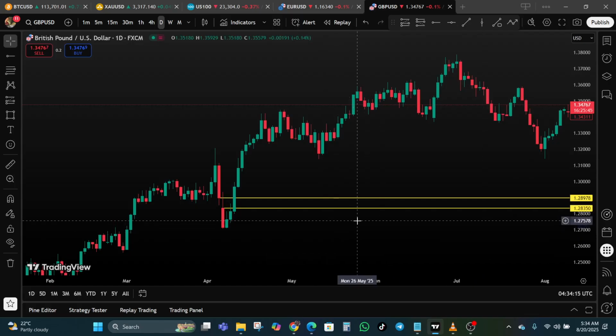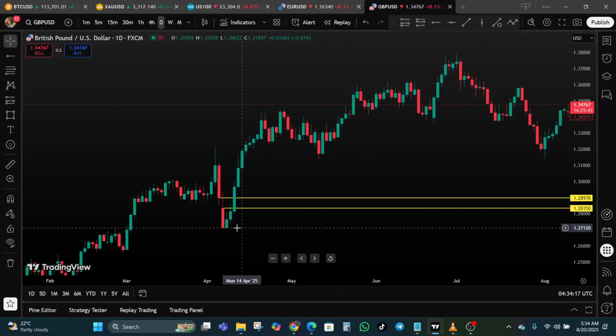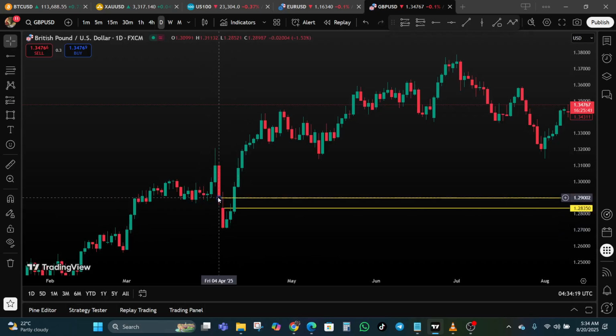So here's how you can identify it. The first step is to mark the closing price of the previous trading day. The second step is to mark the opening price of the new day. The space between these two prices is your new day opening gap. Once you have marked it, you keep it on your chart as a key zone for the current day's trading.